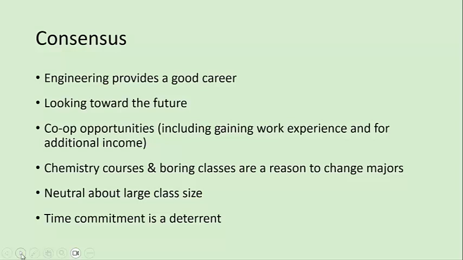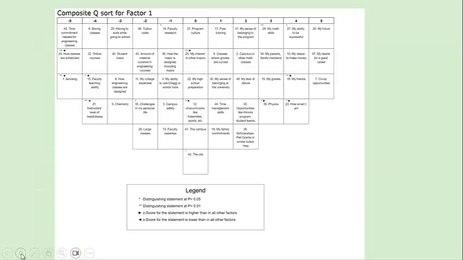They were actually pretty neutral about large class sizes and whether or not that affected their learning or their desire to stay, even though we know that they take pretty large classes in things like Principles of Chemistry 1 and Physics 1. And they also agreed that the time commitment of being an engineering major was a deterrent. Their friends who were other majors were doing a lot more fun things. They were in fraternities or whatever.